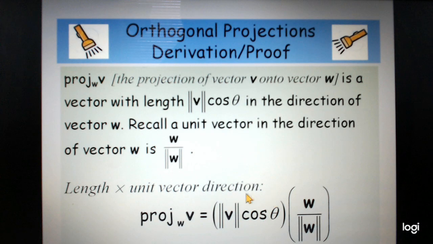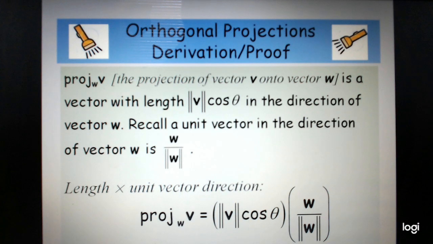So here's the length that we got from over here, and we're multiplying it by 1. This length is a scalar. We want to make it a vector because the projection is a vector by definition, right? We're not changing the length because this has a length of 1. And what we're doing is making this thing into a vector in the same line as w. So this is the definition of the projection.